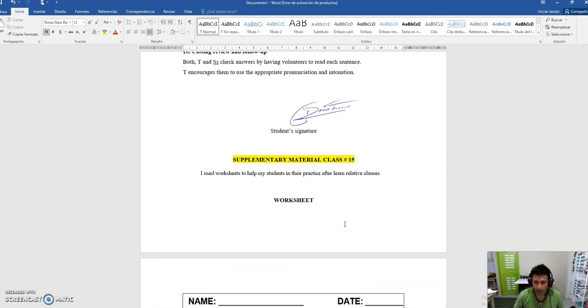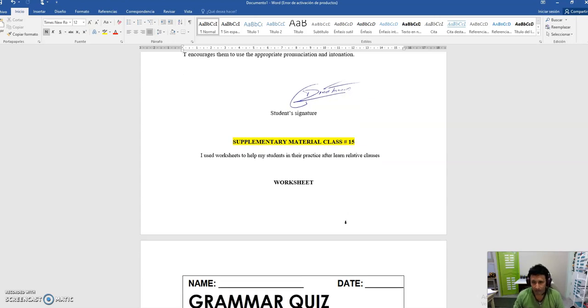Remember that I am working with the 4 skills: listening, speaking, reading, and writing. Now the supplementary material that I use for my class number 15. I like worksheets so much. So I use worksheets to help my students practice after they learn relative clauses.